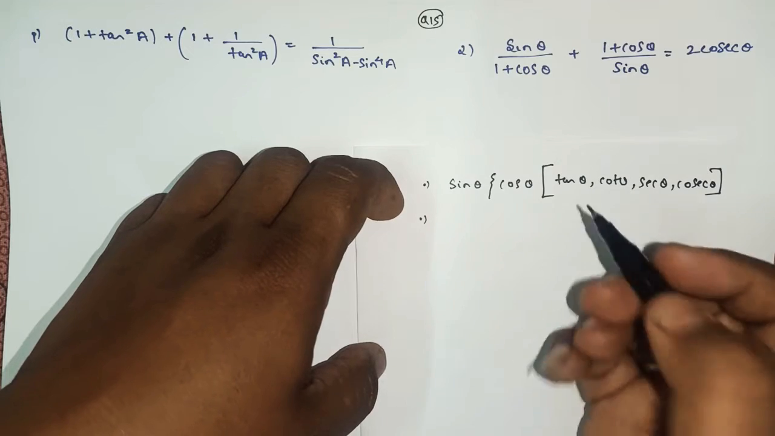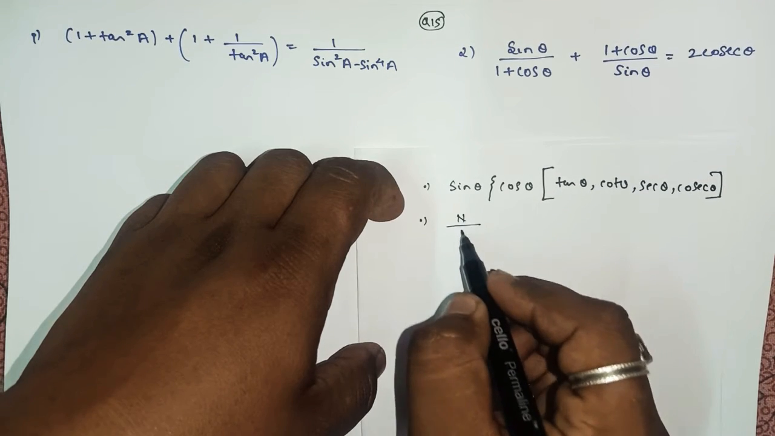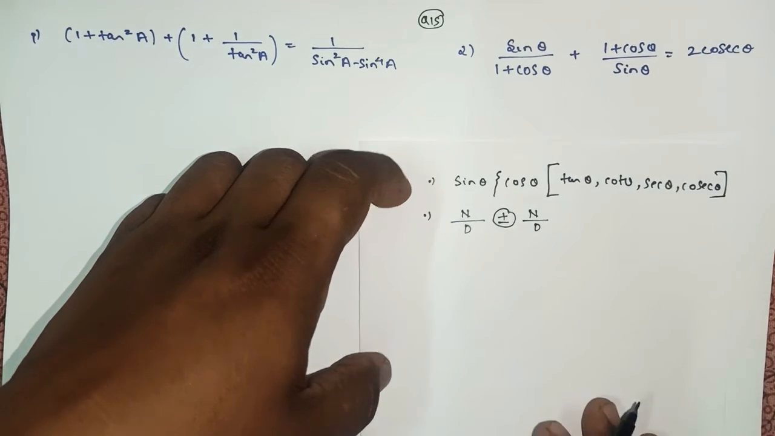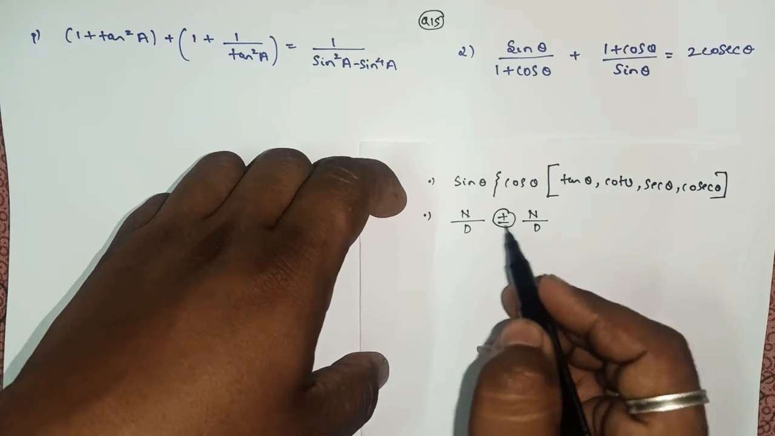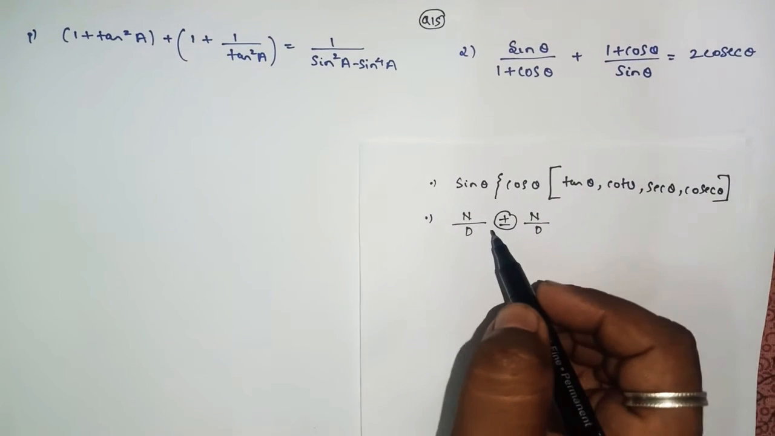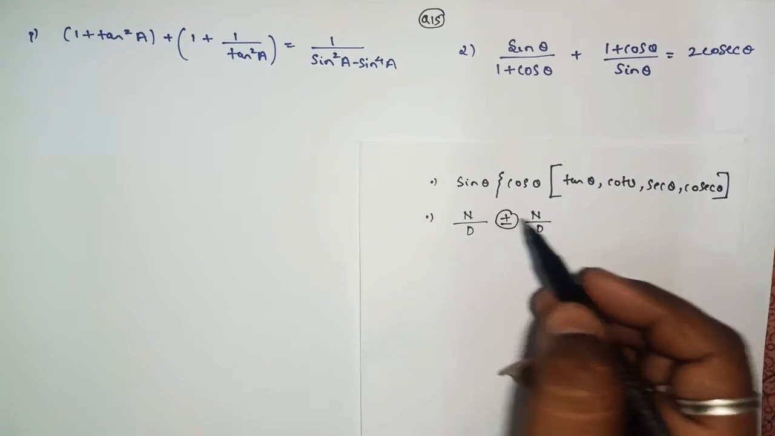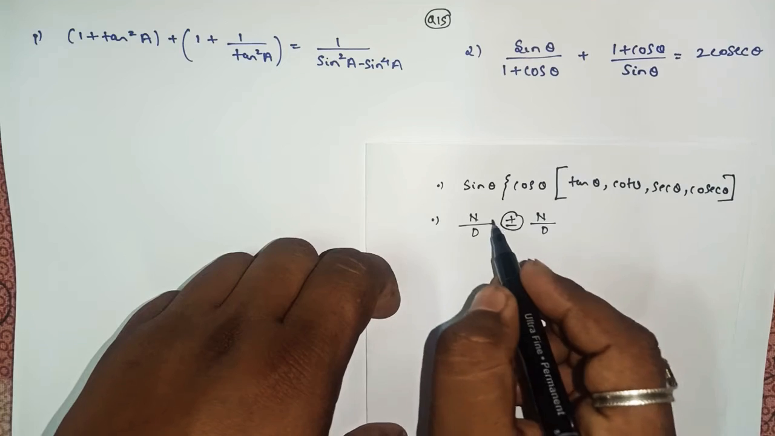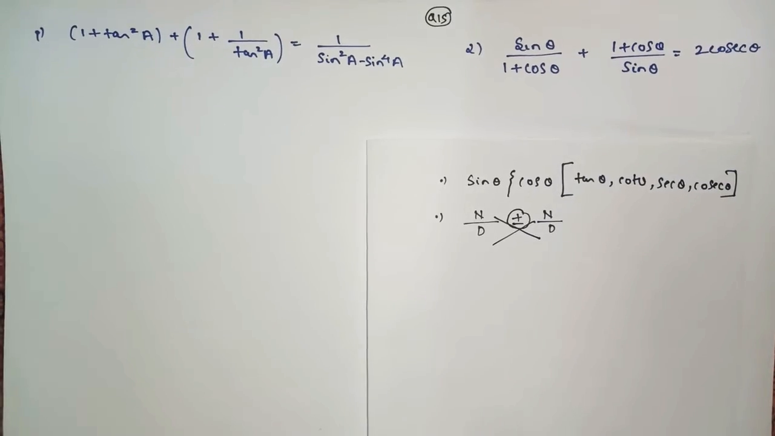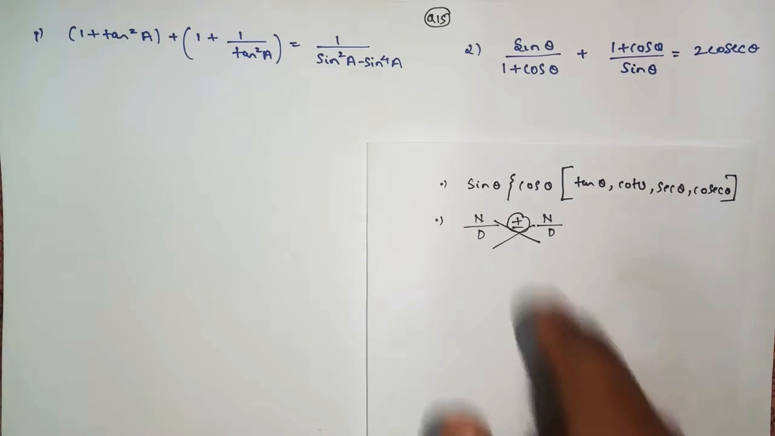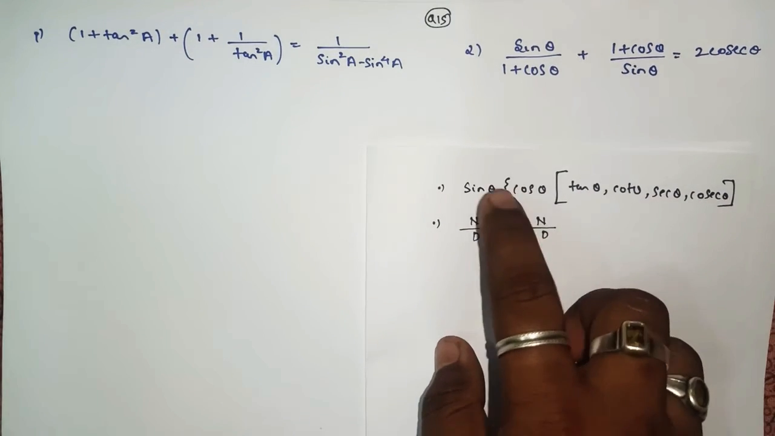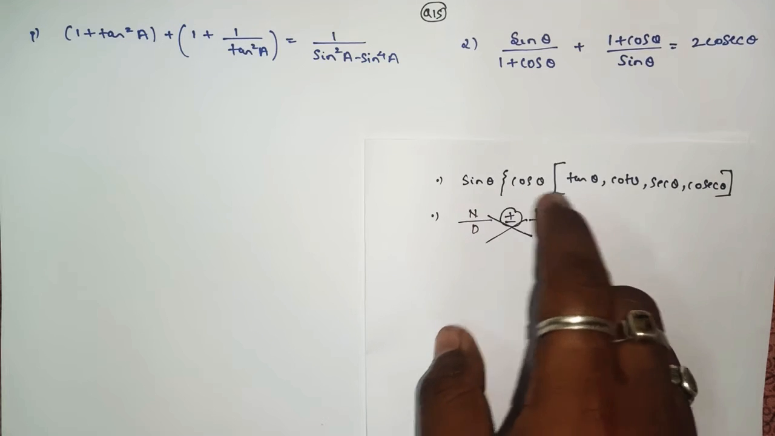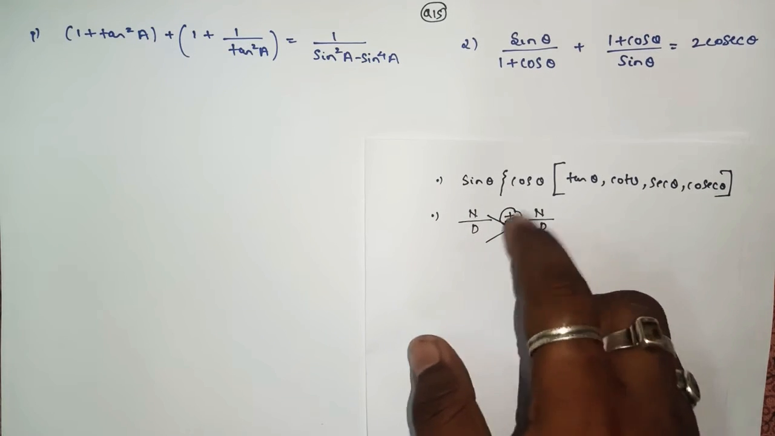Then suppose you come across terms like numerator upon denominator, plus numerator upon denominator, where the connection is plus or minus. Whenever you come across sums like this, there is only one simplest method: cross multiply. So keep these 2 points in mind. Point number 1, try to convert into sine and cos whenever you come across tan, cot, sec and cosec. And point number 2 is what? Whenever we have functions like this and the connection is plus or minus, cross multiply.